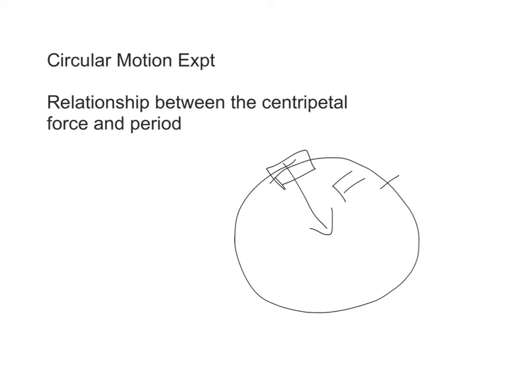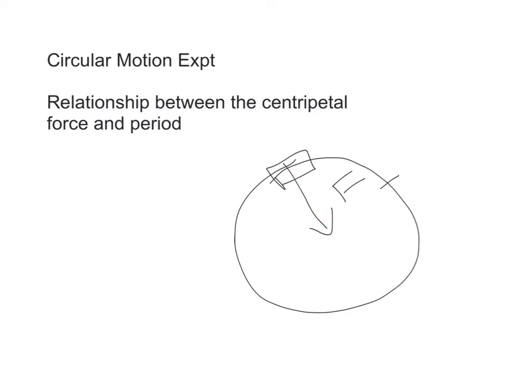This experiment investigates the centripetal force. So that's the force that's acting towards the center of a circle, and the period, that's the time taken to do a complete loop. Note that the speed is constant and the force and the acceleration is acting towards the center.